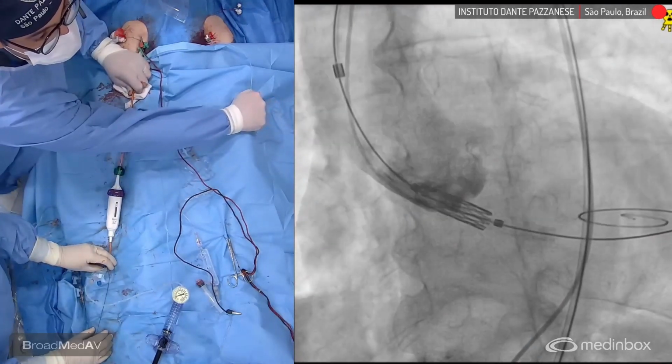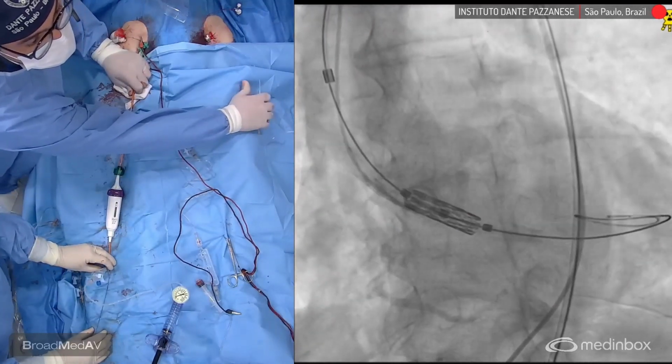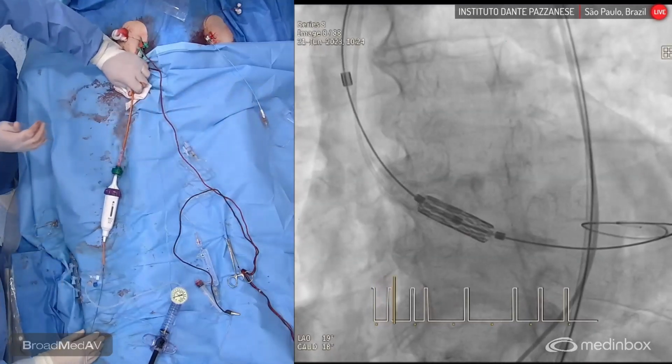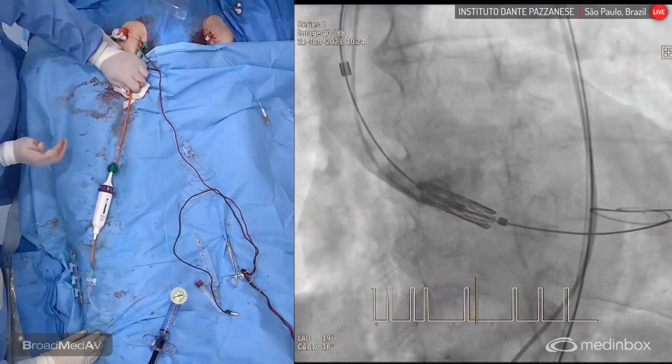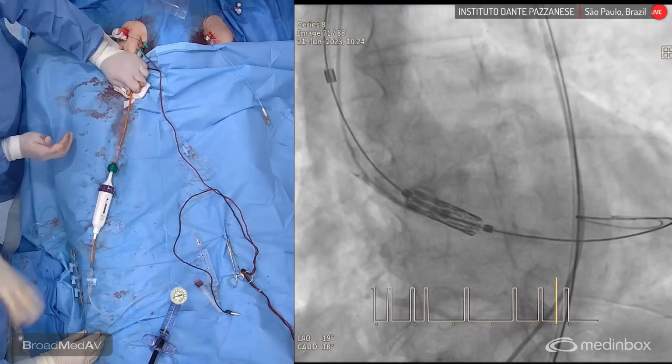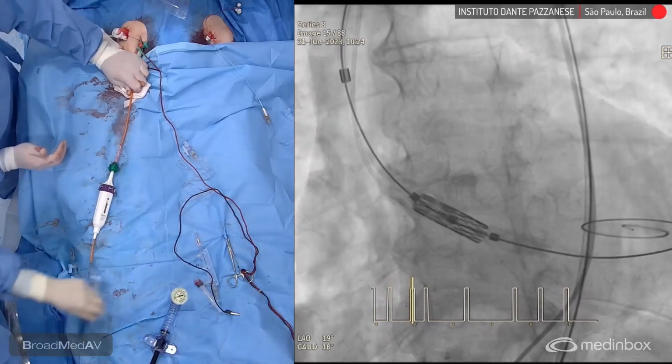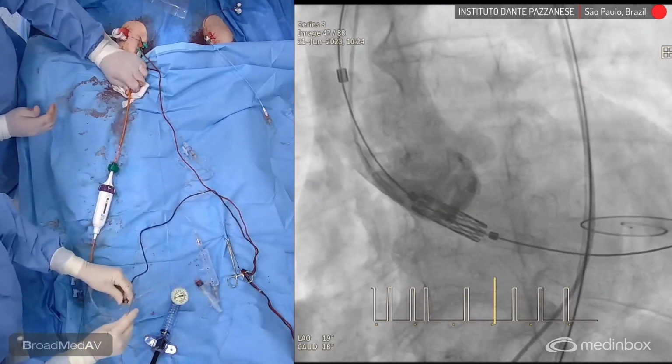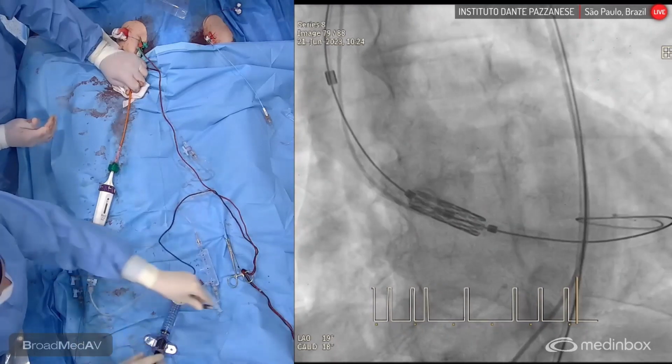Inject. It's a good position, right? Yeah, I think so. What do you think? A little bit higher? Should we? Oh, I think it's okay. So let's go. So we are ready to implant the valve.